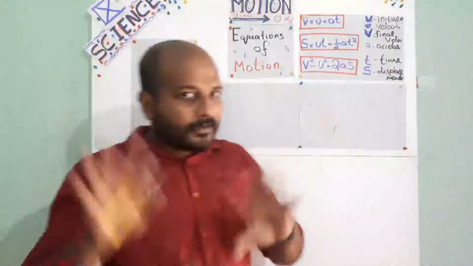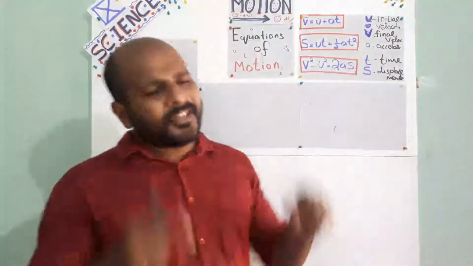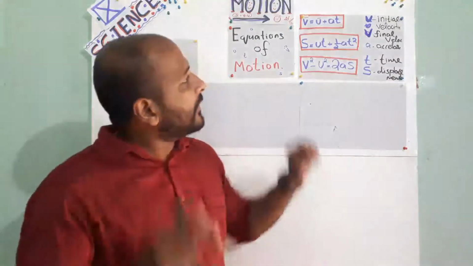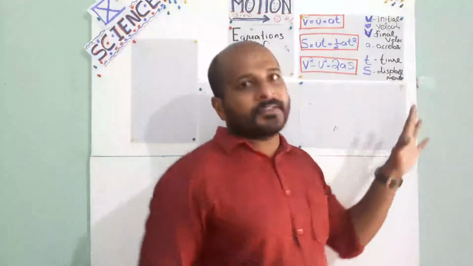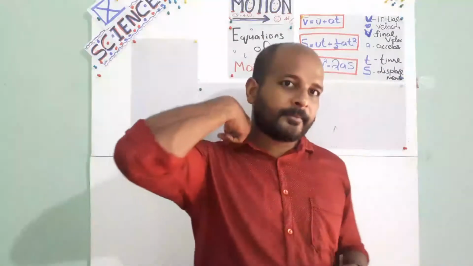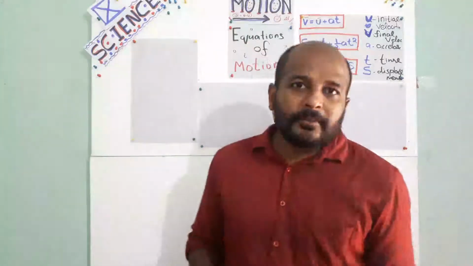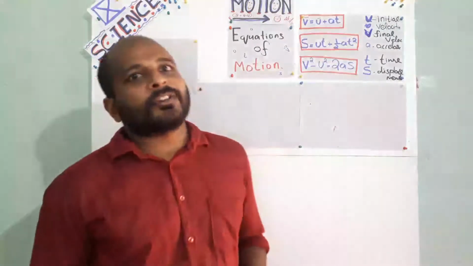And what is A? You know, acceleration. There is no change in that. A means acceleration. T is time. S, capital letter S, is displacement here. Displacement. Distance we are not taking here. We are taking displacement equations for that.